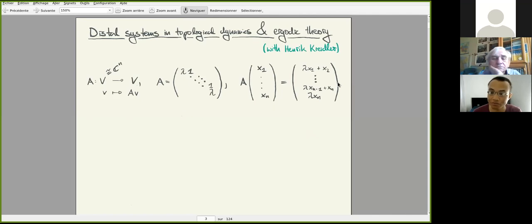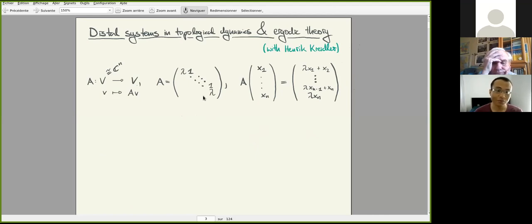So here we have an eigenvector, and then we have something which looks like an eigenvector identity, but we have this error term which depends on the component which comes before, and the same in each component. So we always get this kind of perturbation term which comes from the component before.